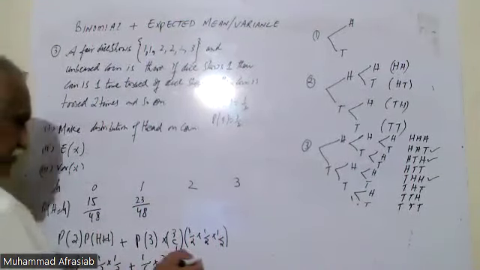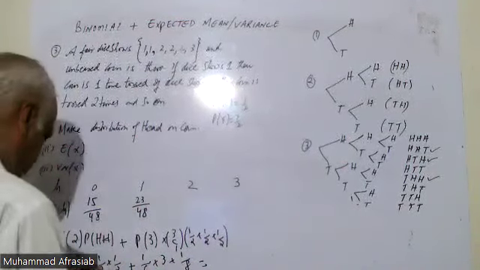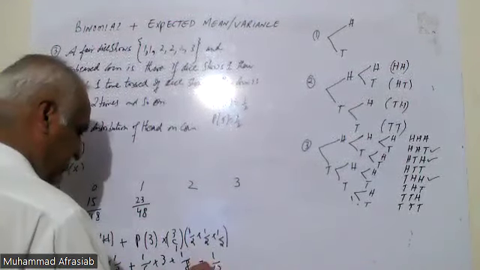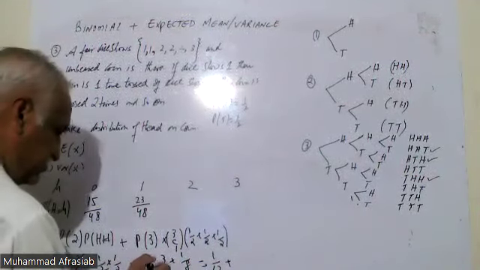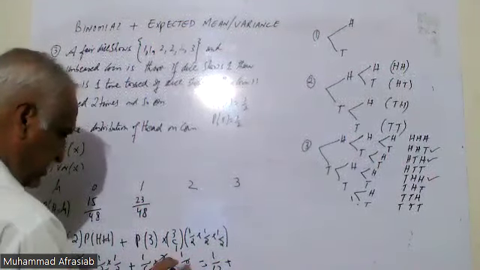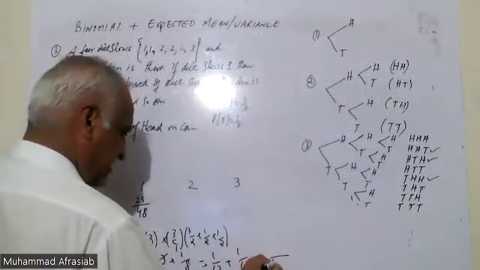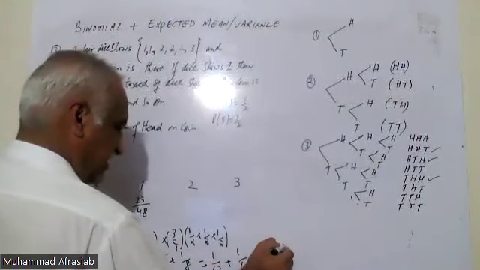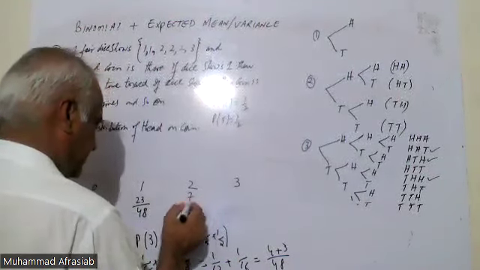So this is equal to 2 by 24; the 2 and 2 cancel out, so 1 by 12, plus 1 over 16. 48 is the LCM, so it is 4 plus 3, which should be equal to 7 over 48.